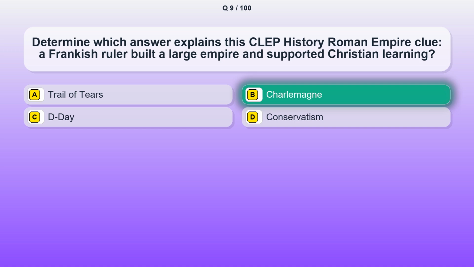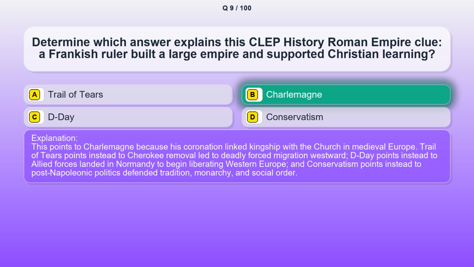The correct answer is option B. Charlemagne. This points to Charlemagne because his coronation linked kingship with the church in medieval Europe. Trail of Tears points instead to Cherokee removal led to deadly forced migration westward. D-Day points instead to Allied forces landed in Normandy to begin liberating Western Europe. And conservatism points instead to post-Napoleonic politics defended tradition, monarchy, and social order.